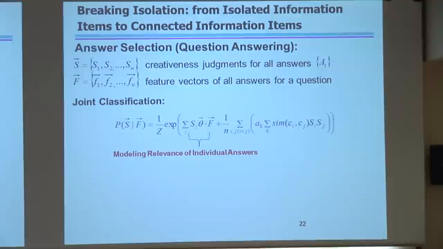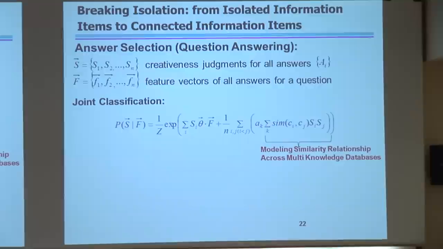But on the other side, we also consider the relationship between the answer candidates. For example, whether the spelling of these answers is very similar to each other. That's one type of relationship. Another type of relationship is whether they are synonyms or related with each other in WordNet or other types of dictionaries. And we learn this model in a joint way in a unified framework. So we believe this is a better approach than ignoring the second part and only modeling the first part.